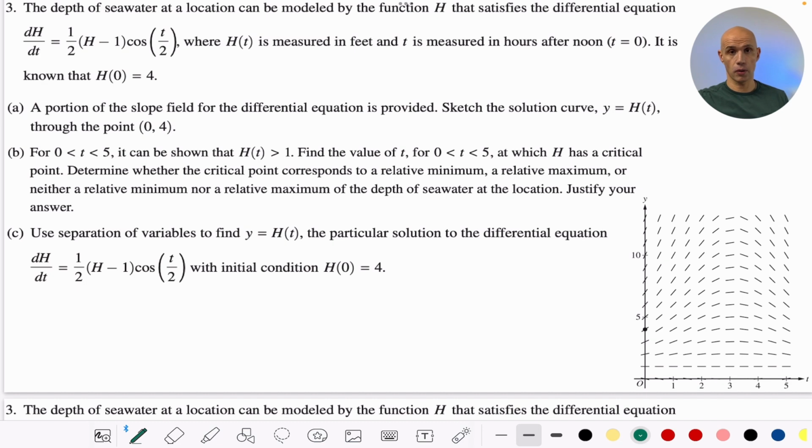This is Calculus AB 2024, question number 3. Let's see what it's about. The depth of seawater at a location can be modeled by this function with that differential equation. Okay, congratulations. Now, there is an initial condition here that is very important to notice, as always, because we will have to use it at the end. And what else? Oh, there are units, feet. That's also very important, just in case. Hours, and also afternoon. Okay, cool. Yes. A portion of the slope of the field.